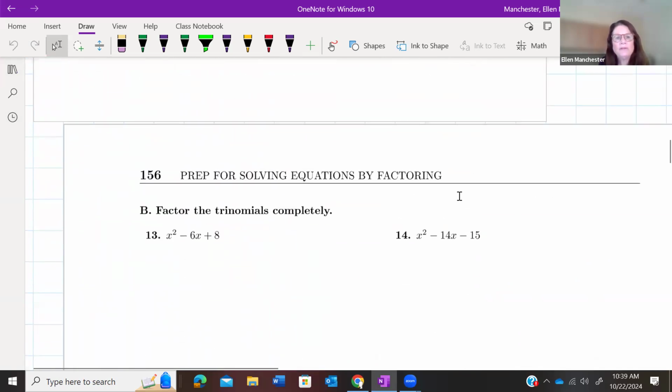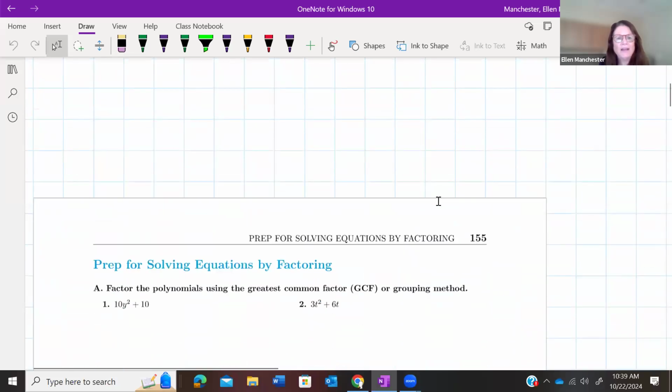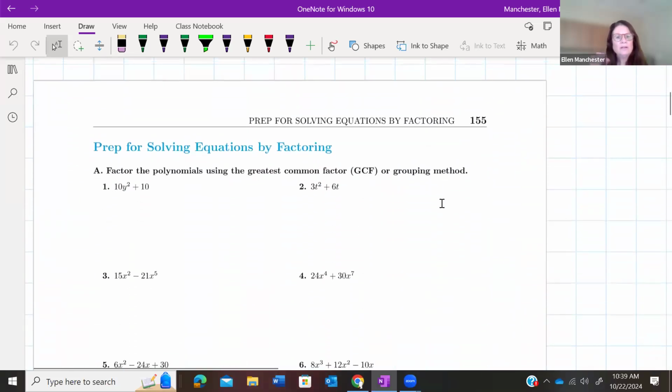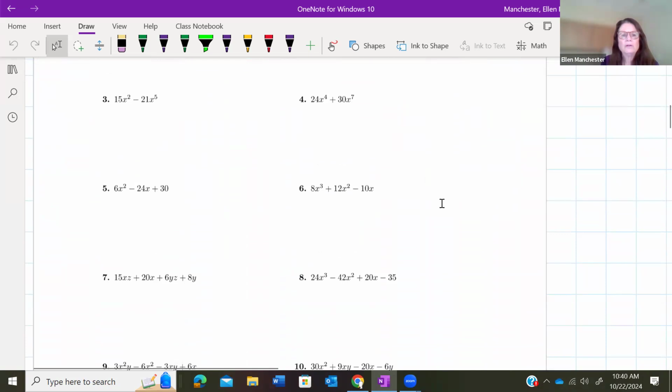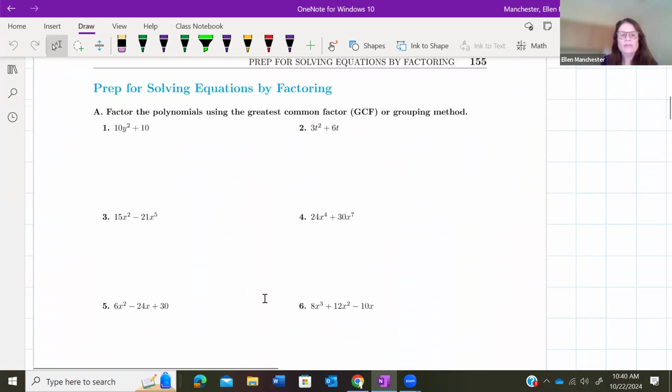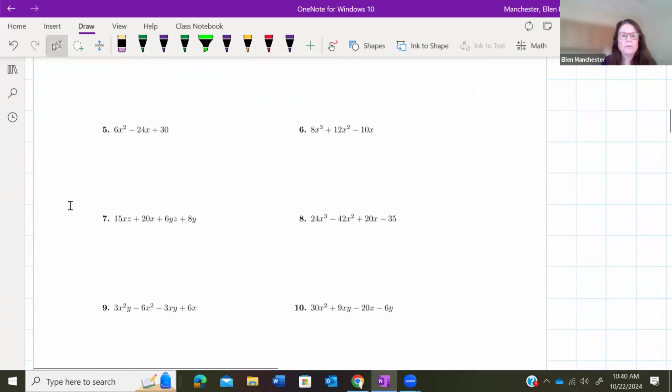So this is page 155 in your textbook, or in your packet. We're just gonna stop here and practice a couple of the different kinds. So this is greatest common factor and the factor by grouping method. Again, 1 through 6 is greatest common factor. So pick 2 of those, since we've already practiced this before.